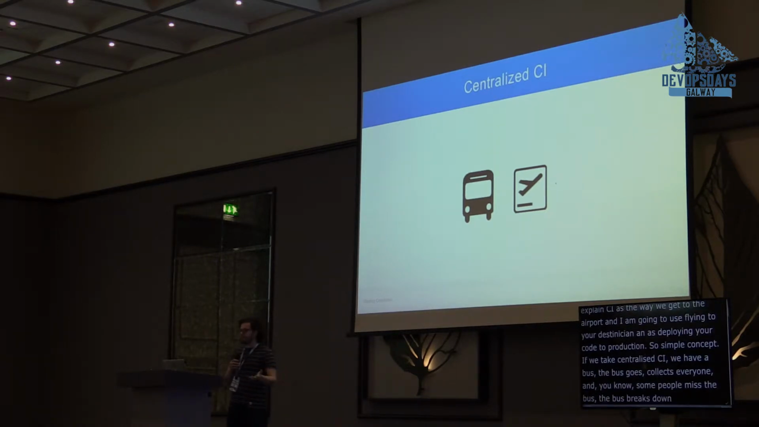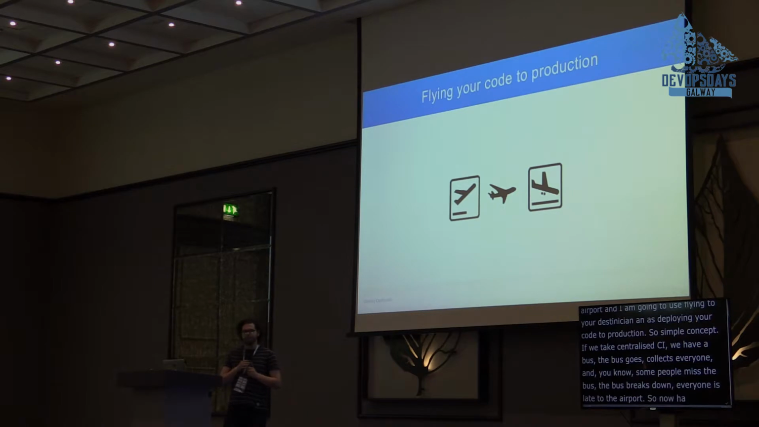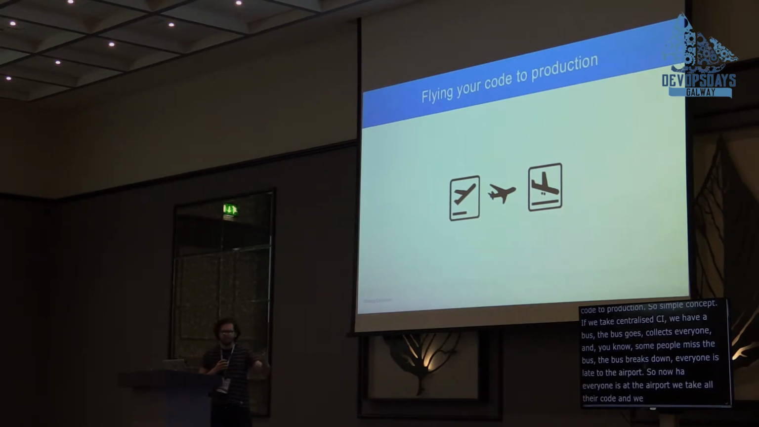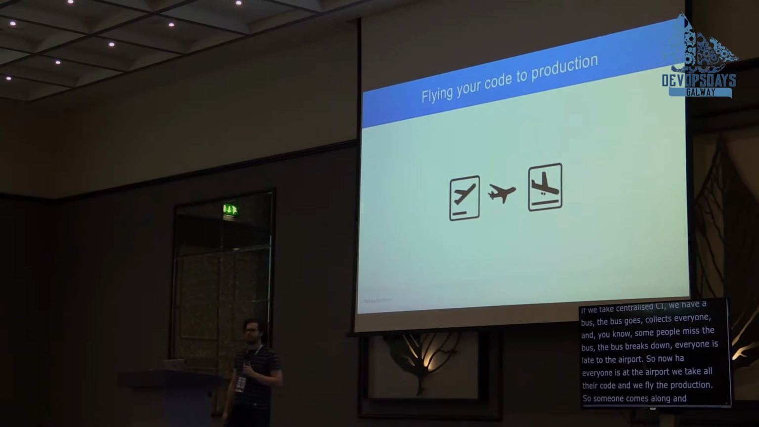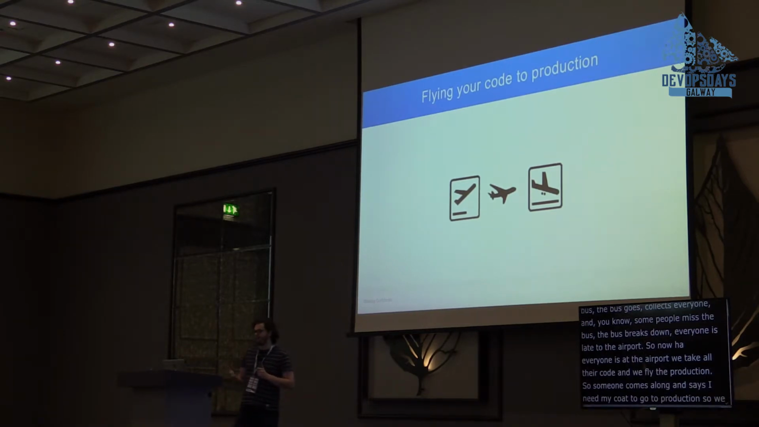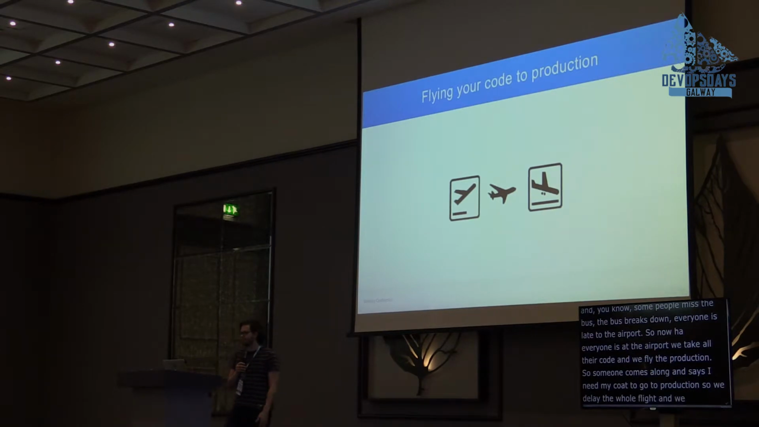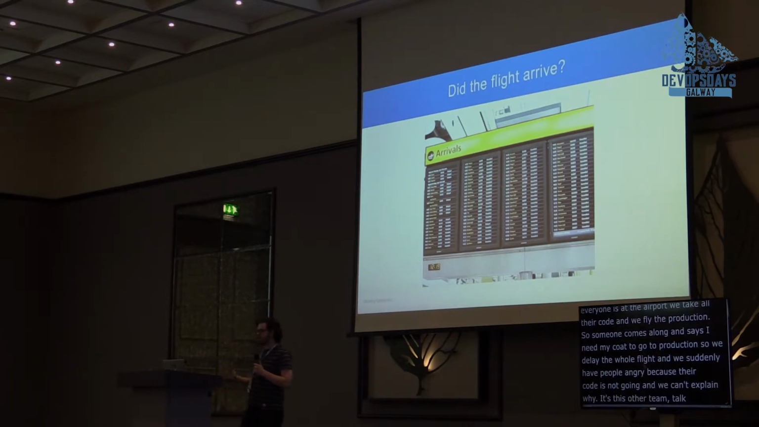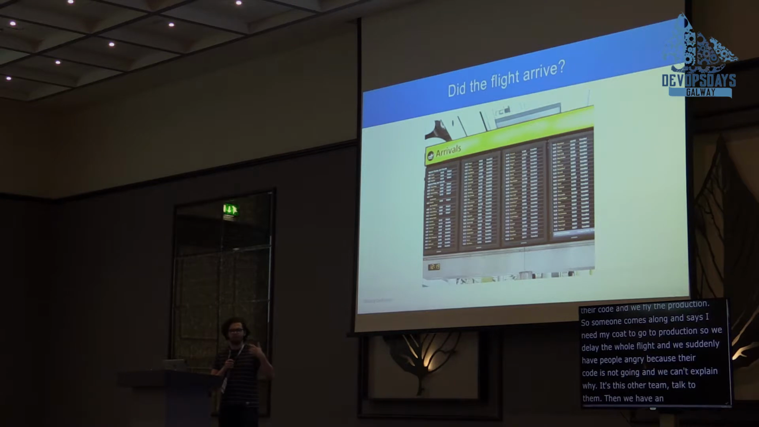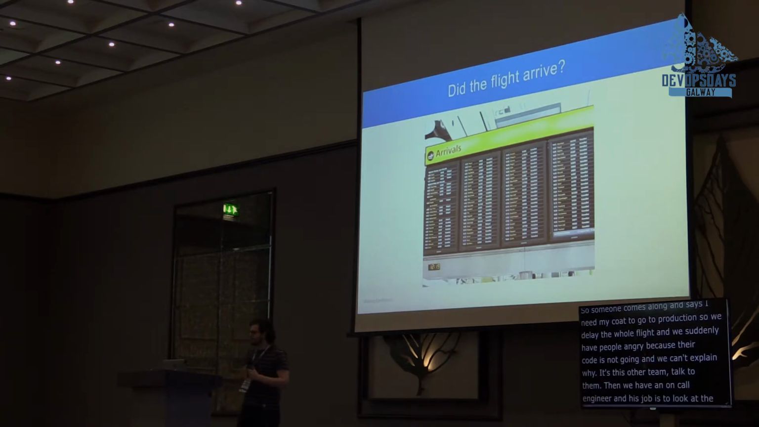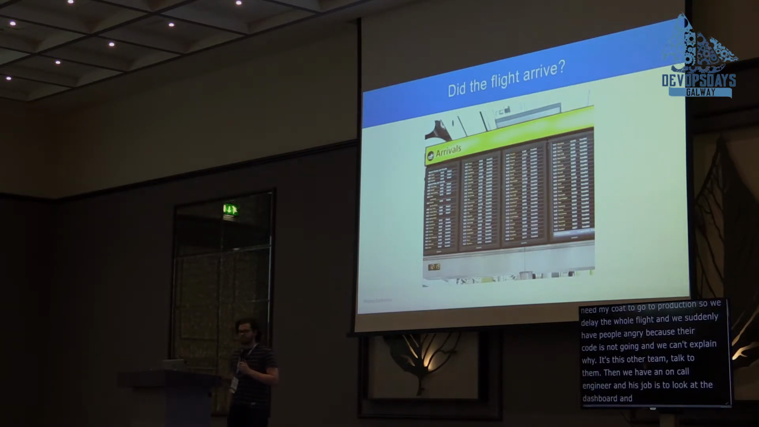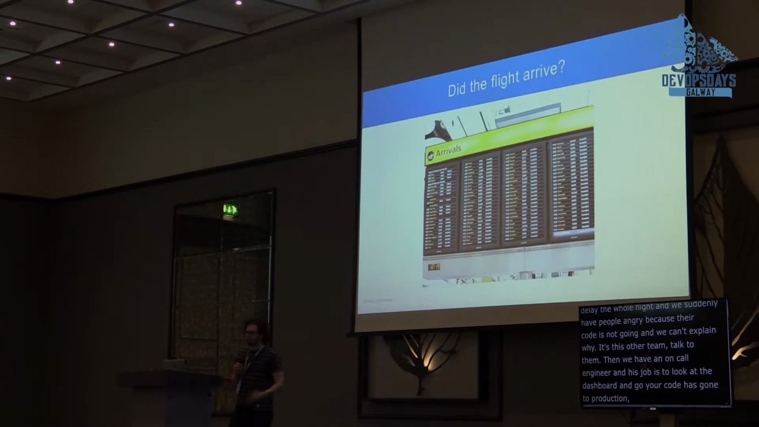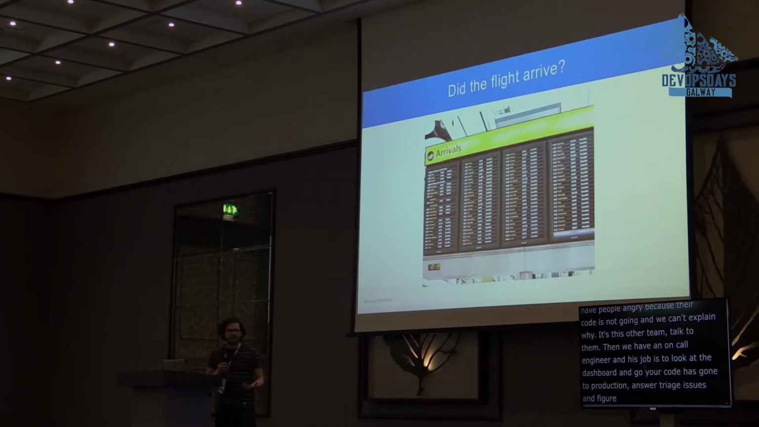So now that everybody's at the airport, we take all their code and we fly it to production, right? Somebody comes along and says, hey, I need my code to go to production, so we delay the whole flight. And we suddenly have people angry because their code's not going, and we can't explain why. It's this other team, talk to them. Then we have an on-call engineer, and his job is to look at the dashboards and say, oh, your code, it's gone to production, answer, triage issues, figure out all of these things for these teams. And it just doesn't really scale that well, right?